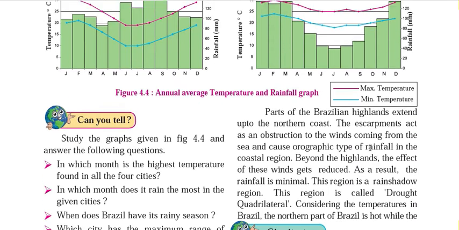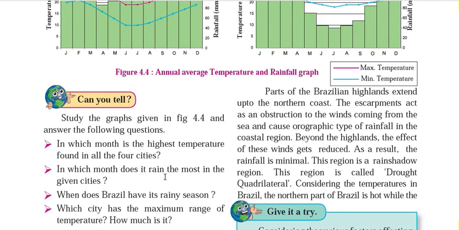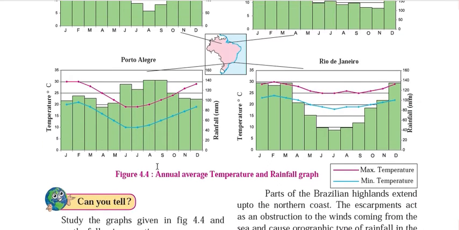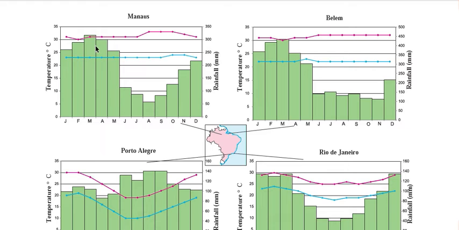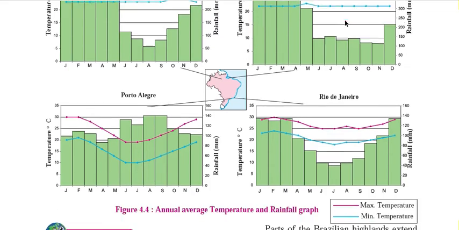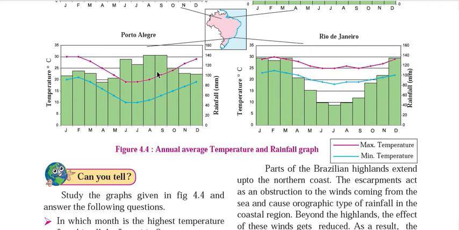Okay, let's move ahead. In which month does it rain most in the given city? So let's see here. In March rainfall is maximum in Manaus. Again here in March rainfall is maximum in Belem. Here also in August, September rainfall is maximum, and here January, March and December rainfall is maximum.